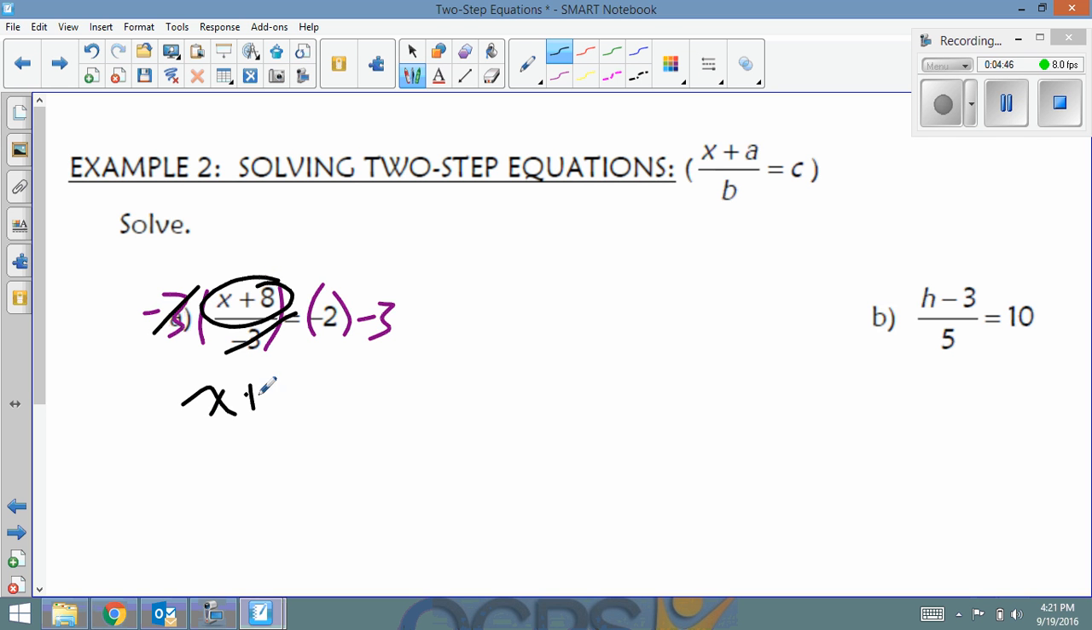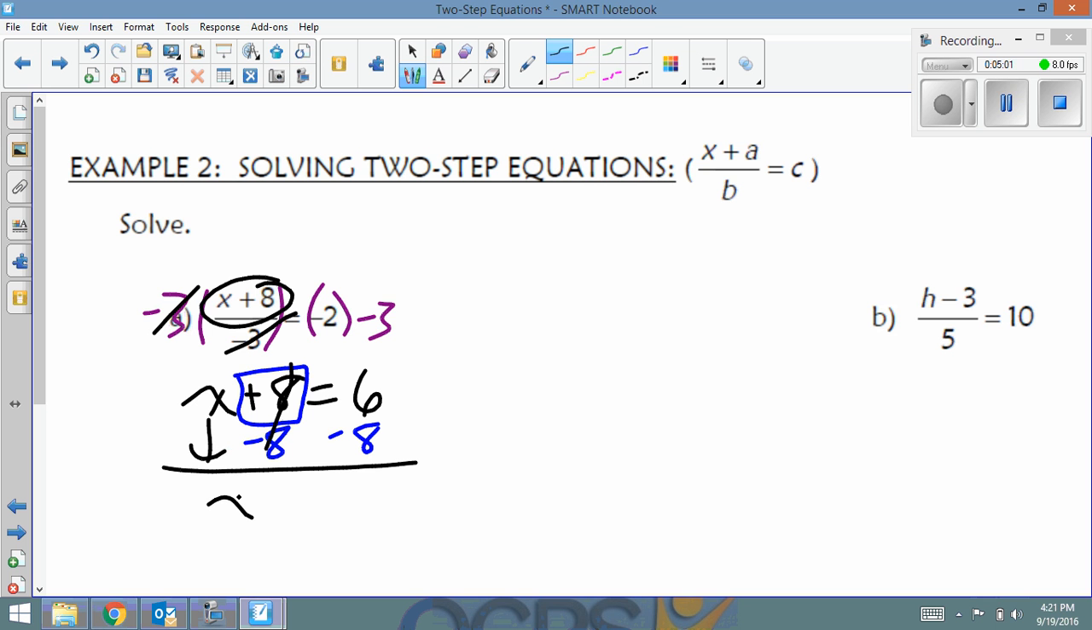So we're going to do x plus 8 equals, and negative 2 times negative 3 is positive 6. And now we want to move that 8, and since it's plus 8, we want to put a minus 8 underneath. So we bring down our x, we get x is equal to -2.